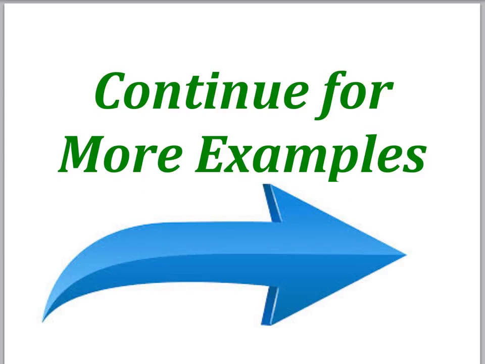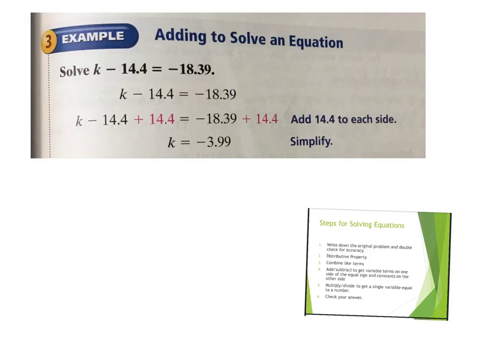Continue for more examples from me. Just as we subtract to solve an equation, we're also going to have to add. If you see subtraction, the opposite operation is to add. So in this case, k minus 144.4 equals negative 18.39. Make sure you copy down correctly. We're down to the add and subtract phase, so you add what's been subtracted already. So 144.4 gets added to both sides.